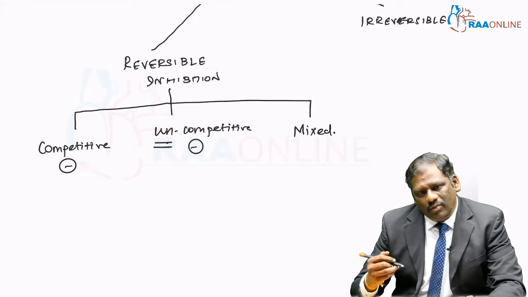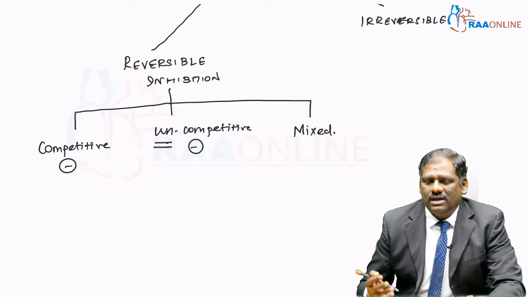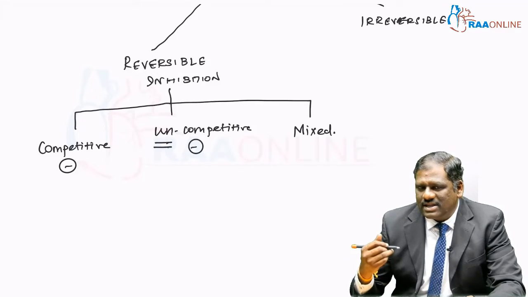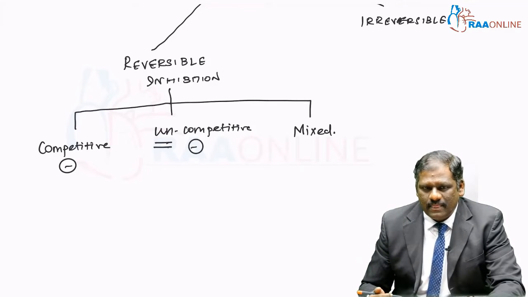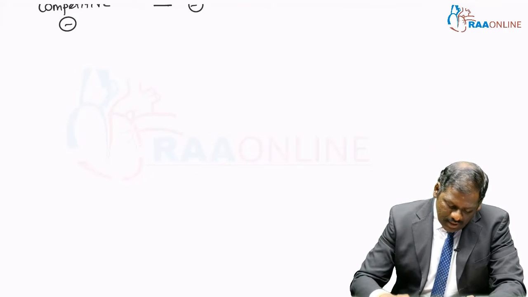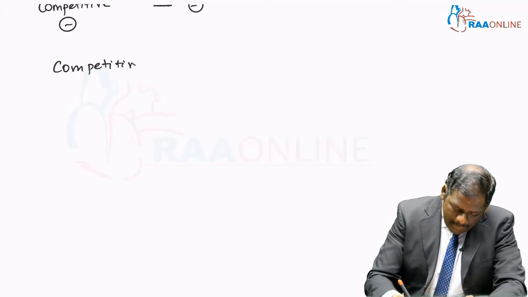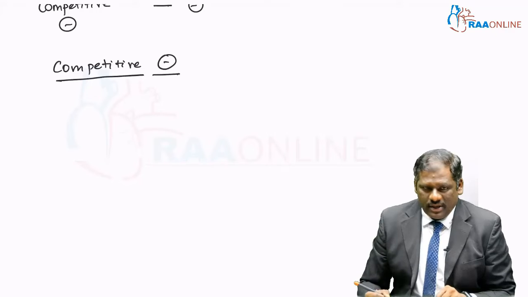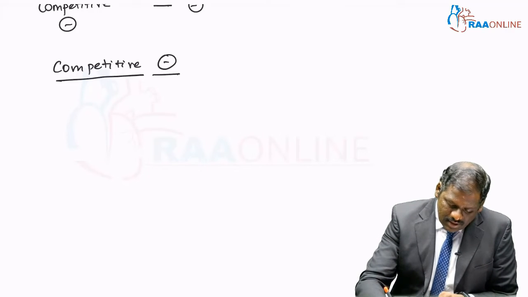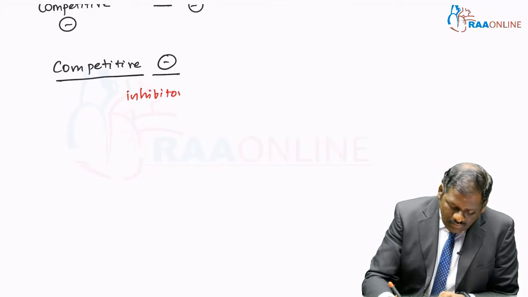Now we will see the details of each one of these inhibitors, with the changes occurring in the kinetics as well as various corresponding examples. Clear? Now we will start with competitive inhibition. So what do you mean by competitive inhibition? In case of competitive inhibition, the inhibitor will be a substrate analog.